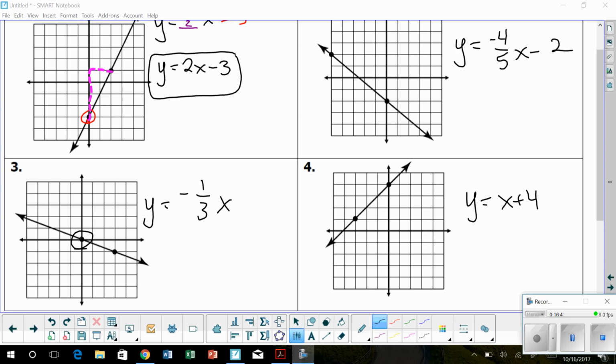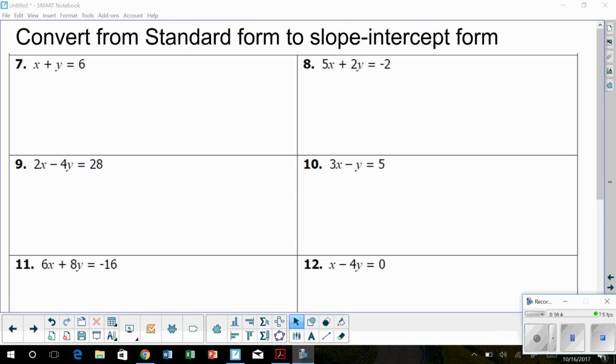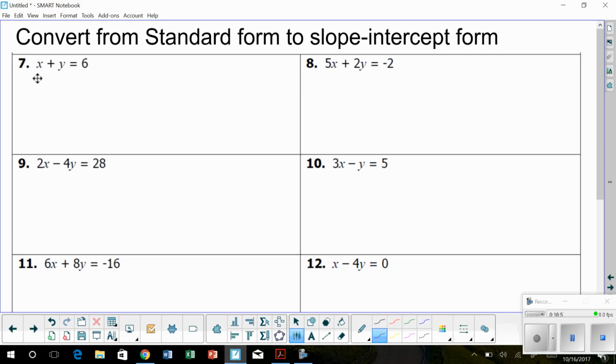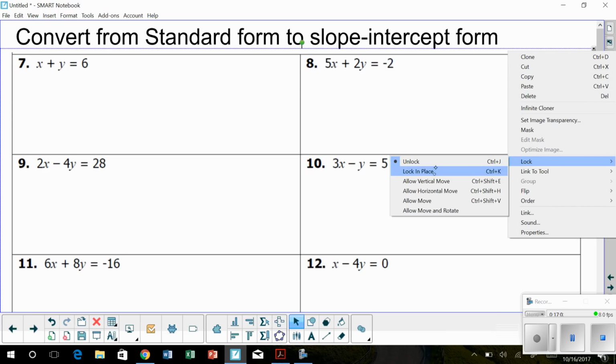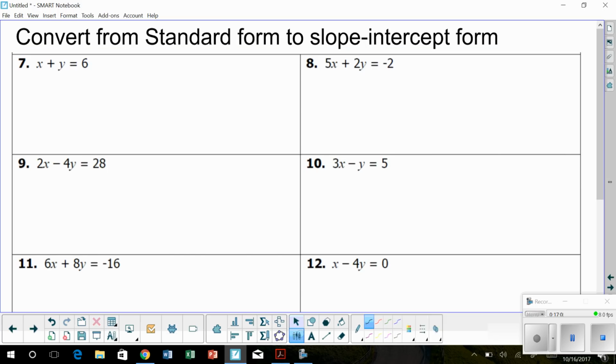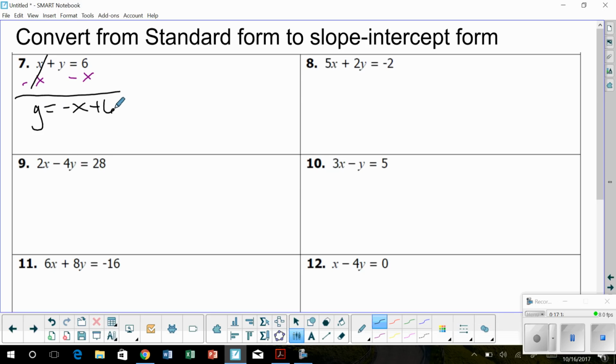Moving on to the next page. Okay, with these, you need to take the standard form and convert it to the slope-intercept form. So convert from standard form to slope-intercept form. So you want to solve for y here. All right, let's try that again. I'm going to subtract the x. So y equals -x plus 6. And I'm done. That's it.